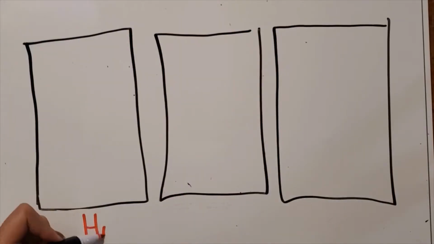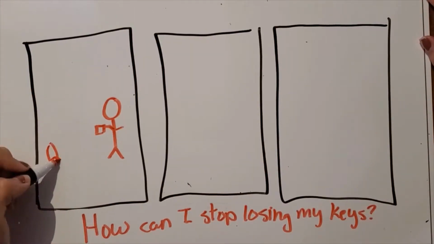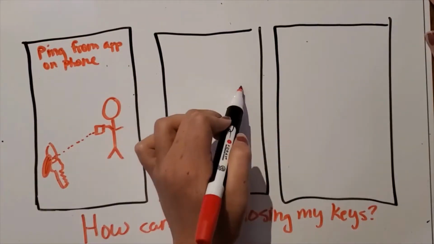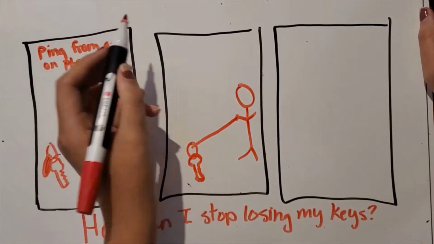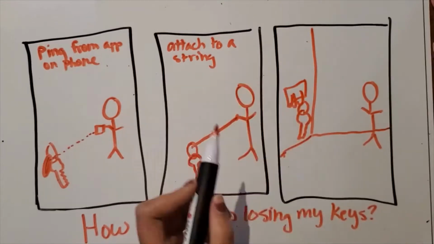This example is tackling the problem of how can I stop losing my keys. One idea might be to put a device on a keyring that can be pinged via a phone app. Another less technology-based solution might be to tie the keys to a string that can attach to your person, or to have a designated hook in your house so that they're always in the same place.